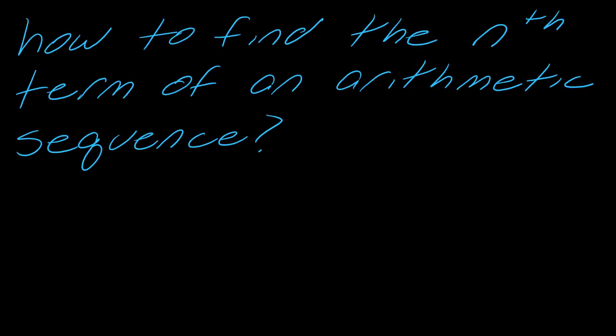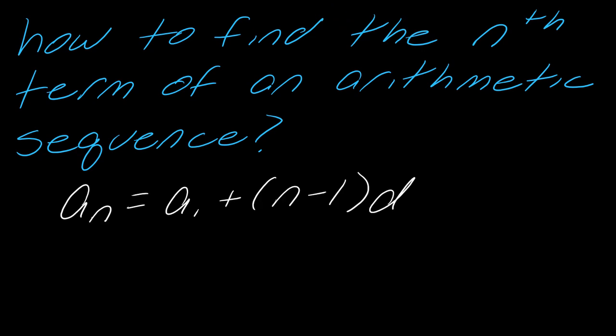So how do we find the nth term of an arithmetic sequence? Meaning, what if I want to find not the first 5 terms, but a much bigger term? Or what if I just want to have a theoretical nth term? Well, to do that, we have a very nice simple formula: a sub n equals a sub 1 plus n minus 1 times d. I'll show you how to use this in a second.